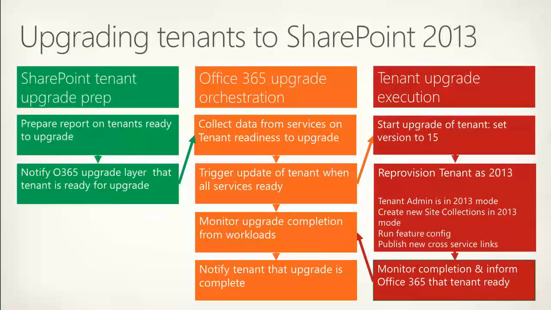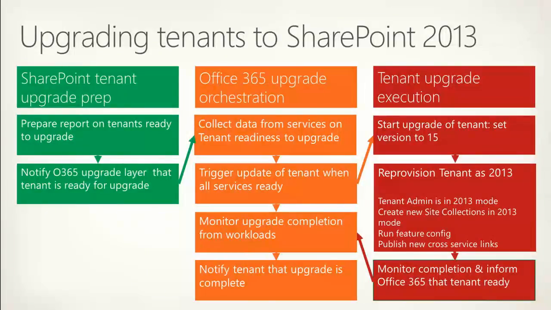And the first thing we do, this won't start happening at general availability in general, but once we upgrade a farm, we can report up to an Office 365-wide orchestration process that all the tenants in this farm A, let's call it, are ready to be upgraded to the 15 experience, or the 2013 experience, because the bits are already there. This orchestration process will then check with all the other services. If this is also an Exchange tenant, we need Exchange to also be ready to upgrade this particular tenant.